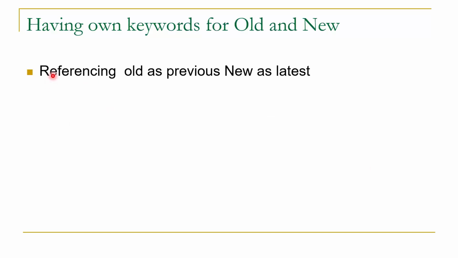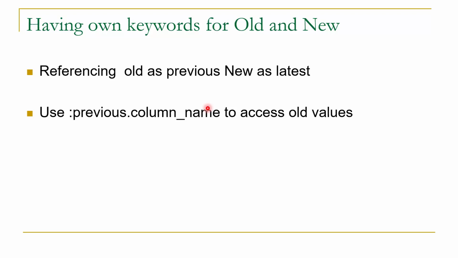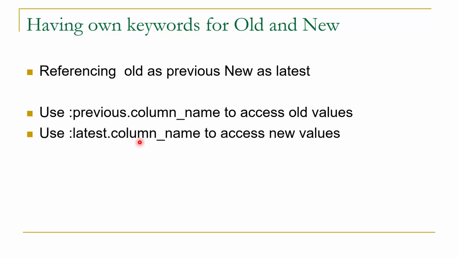For example, here we are referencing old as previous and new as latest. After referencing old by previous and new by latest, we have to use colon previous dot column name to access old values, and we have to use colon latest dot column name to access new values of the corresponding rows.